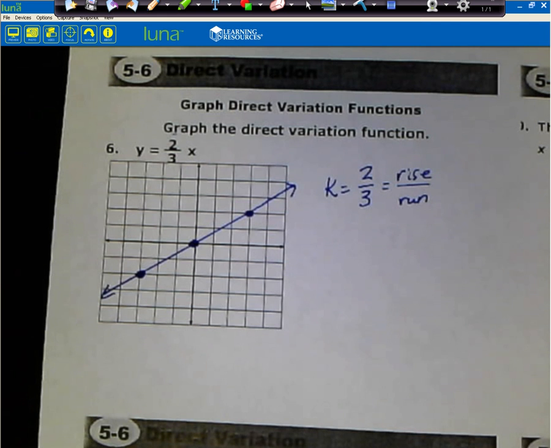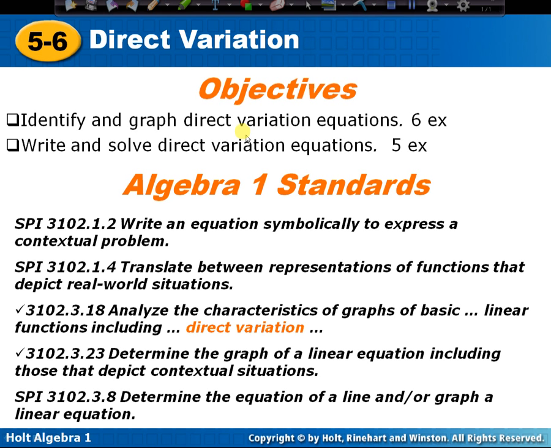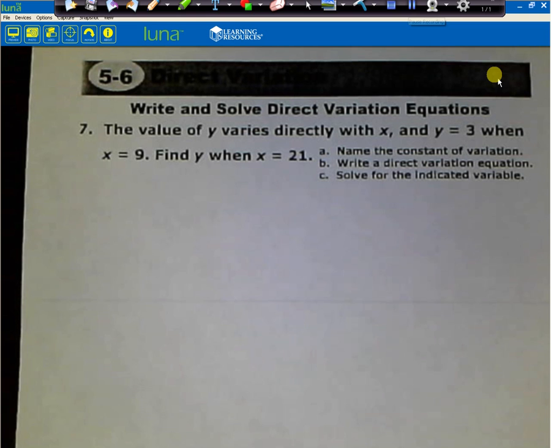All right, so we've looked at how to identify and graph direct variation equations, and now we're going to look at how to write and solve direct variation equations. All right, so let's look at number 7, and this is the first one that you've seen like this, so don't freak out by looking at it. It says the value of y varies directly with x, and y equals 3 when x equals 9. Find y when x equals 21.